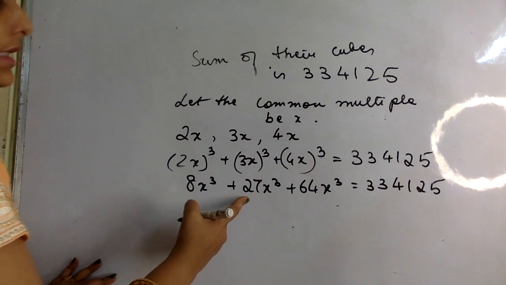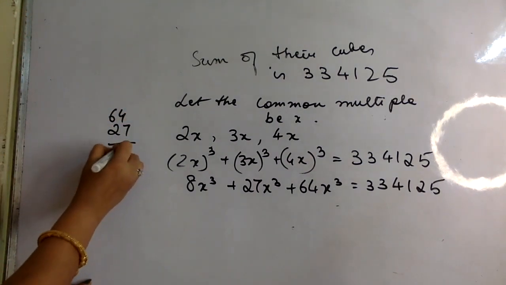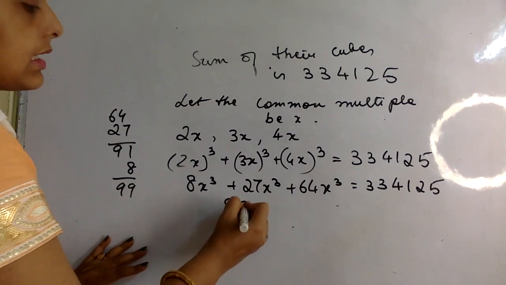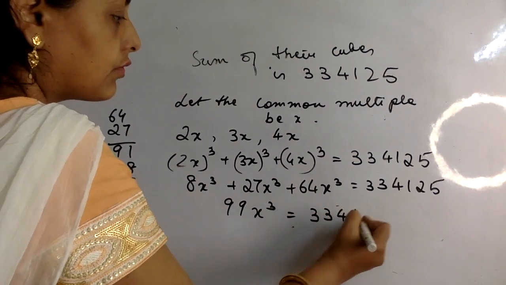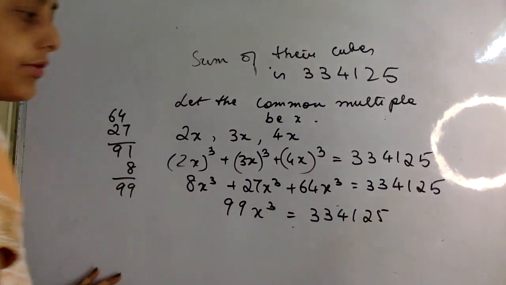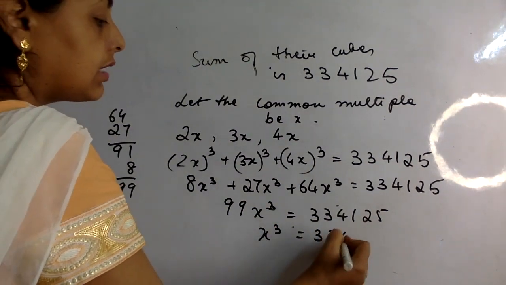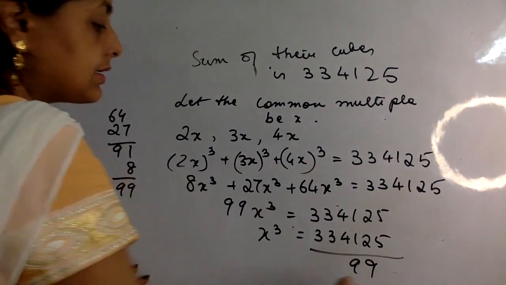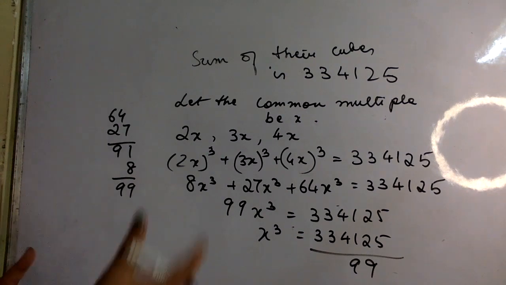Now this is how much? 27 plus 64 plus 8. 64 and 27, that's 91, and 91 and 8, 99. 99x cube, these are all like terms, so I added them, equal to 334125. Then x cube is 334125 divided by 99.